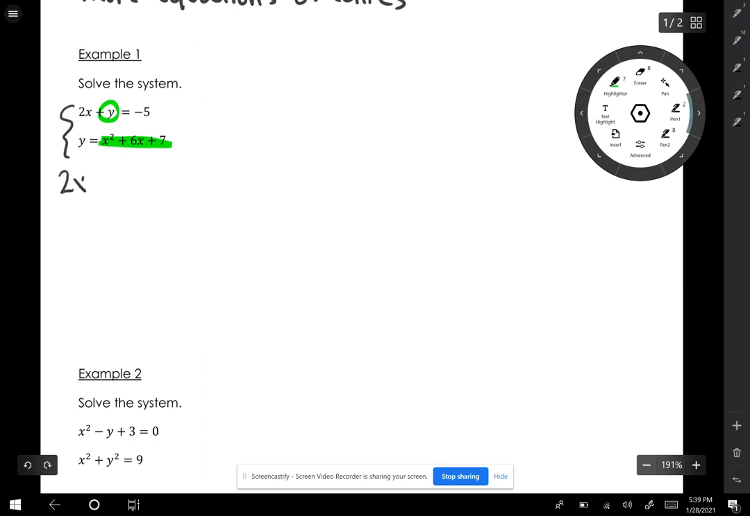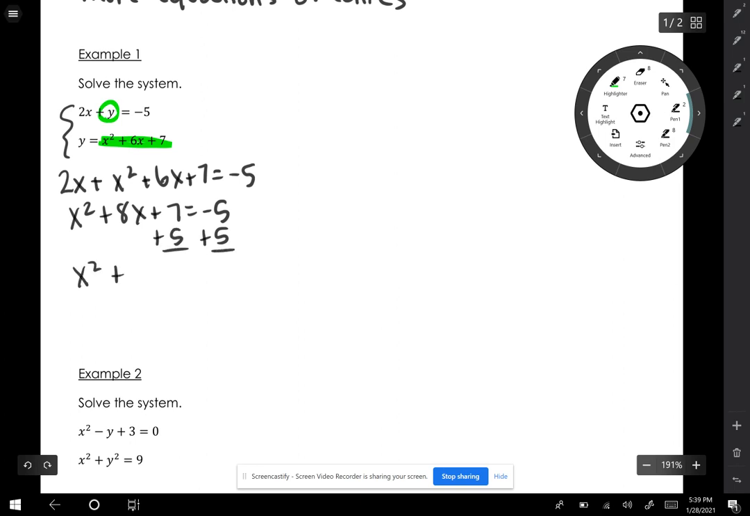When I do that, I get 2x plus x squared plus 6x plus 7 equals -5. I'm going to combine like terms to get x squared plus 8x plus 7 equals -5. Next, I'm going to add 5 to each side to make this equation equal to 0. That gives me x squared plus 8x plus 12 equals 0. Now at this point, you need to determine whether you can factor or if you'll need to use the quadratic formula. In this case, it is factorable.